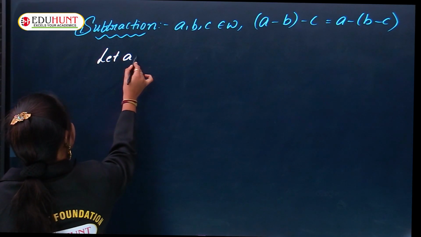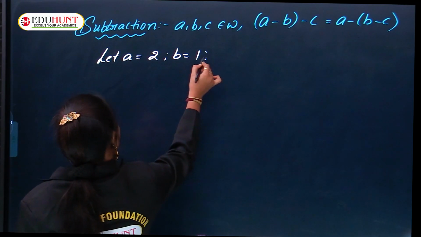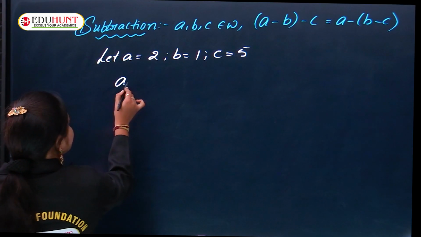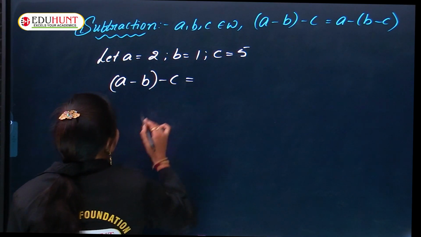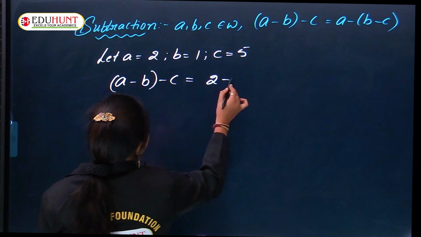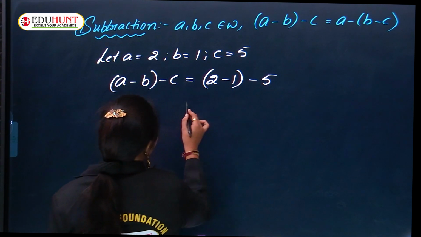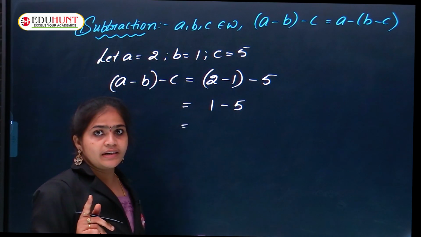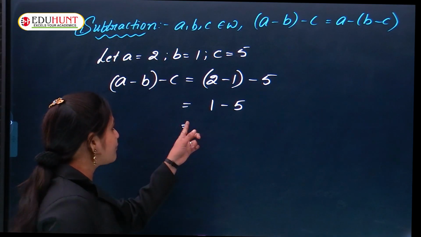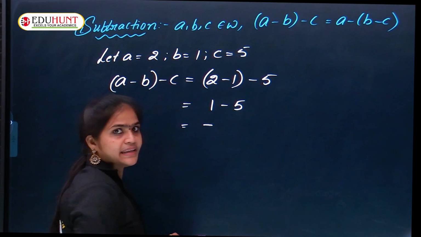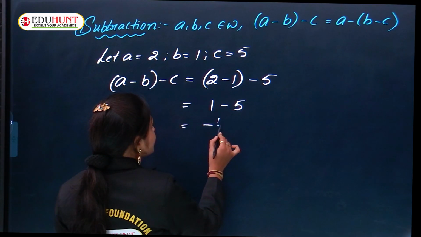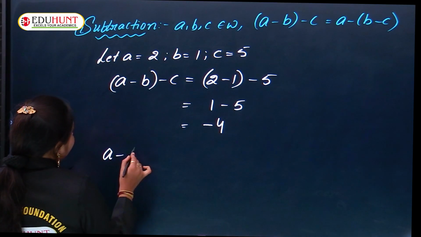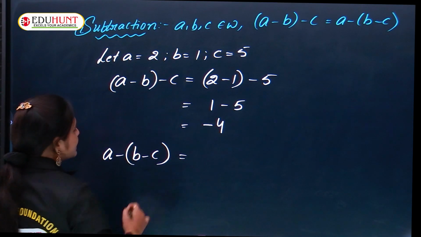Let A equal 2, B equal 1, C equal 5. Then we get the answers. (A minus B) minus C: A is 2, B is 1, C is 5. 2 minus 1 is 1, minus 5. 1 minus 5, what did I tell you? Whenever we subtract a bigger number from a smaller number, we get a negative value. 5 minus 1 is 4, so the answer is minus 4.